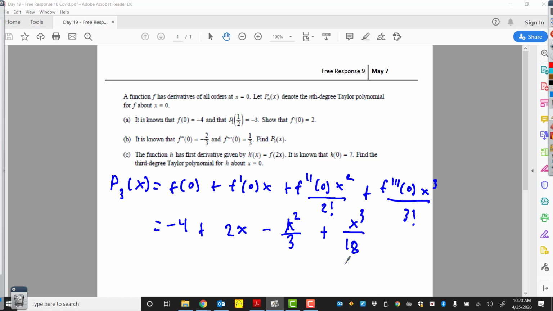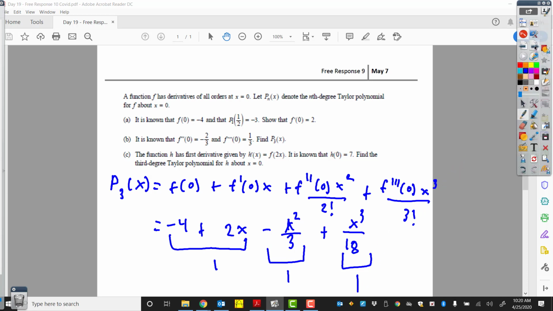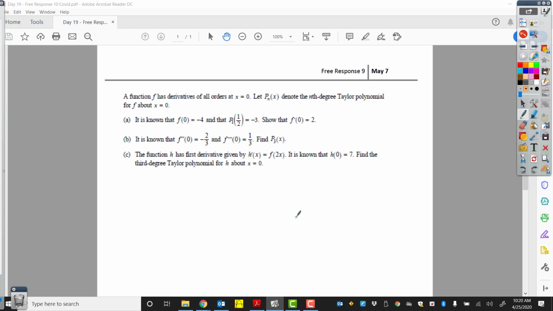This is actually 3 points. 1 point for the first 2 terms, 1 point for the third term, and then 1 point for the fourth term. Pretty simple. Depending on the terms you got, that's the points you got. Now, we're going to use this in the next problem, so remember that.